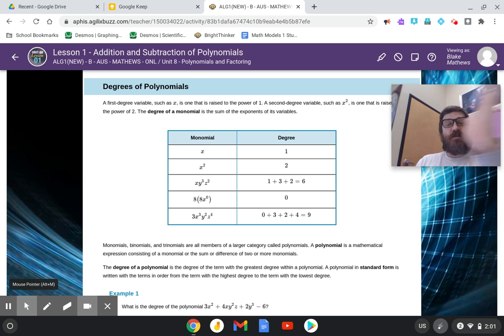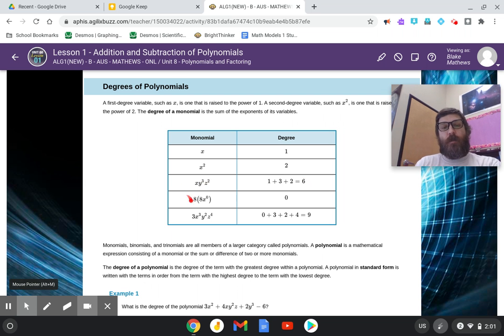Now, when we begin to go where we have multiple terms, we see that we have the sum of those. So the degree of this is 1, x to the first, plus 3, y to the third, plus 2, z squared. So this has a degree of 6 because there are 6 in the exponent numbers in that.